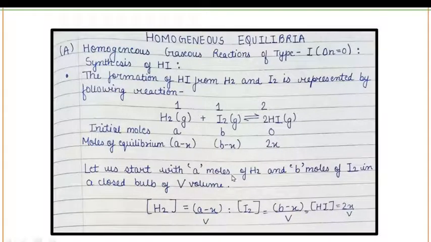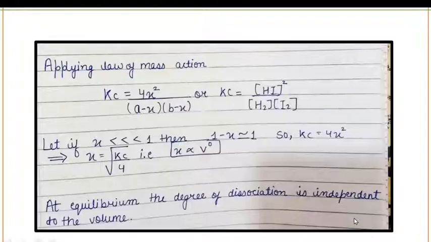Let us start with A moles of H2 and B moles of I2 in a closed bulb of V volume, or you can say in a closed volume of V volume. Then H2 will be equal to A minus X upon V, number of moles upon volume. I2 will be B minus X upon V, and HI, the product, will be equal to 2X upon V.